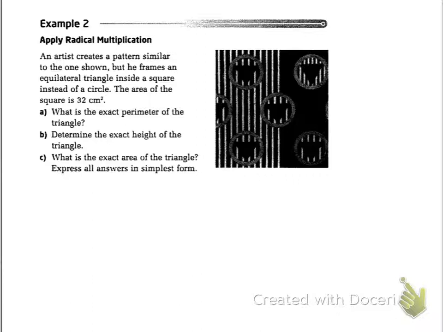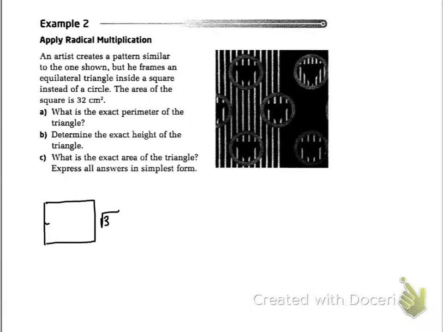The area of the square is 32 centimeters. What is the exact perimeter of the triangle? Determine the exact height of the triangle, and what is the exact area of the triangle? Express all answers in simplest form. Let's draw our square and put our equilateral triangle inside of it.